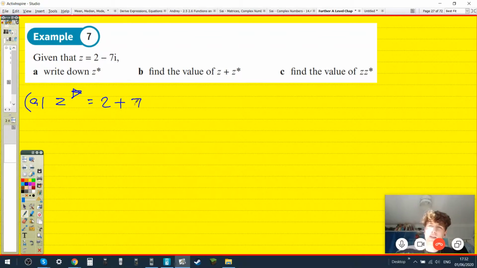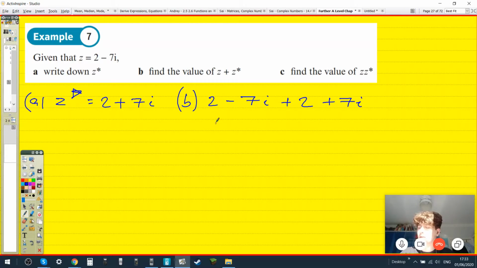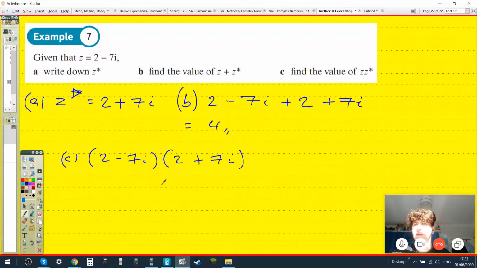Find the value of z plus z star. So 2 minus 7i plus 2 plus 7i. So then the 7i's cancel out and then it's just 4. Find the value of z times z star. So 2 minus 7i times 2 plus 7i. And does it work both ways? If z was 2 plus 7i, the other one would be 2 minus 7i. Yep. Okay.